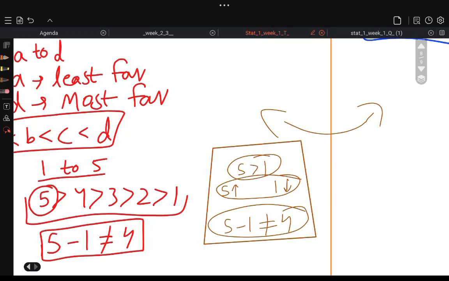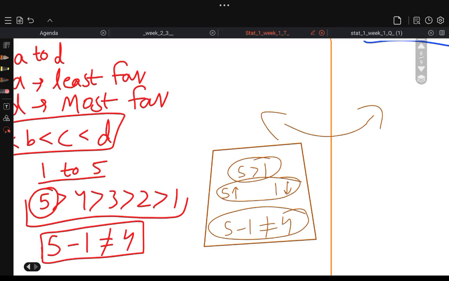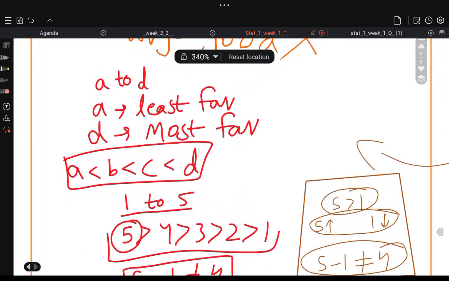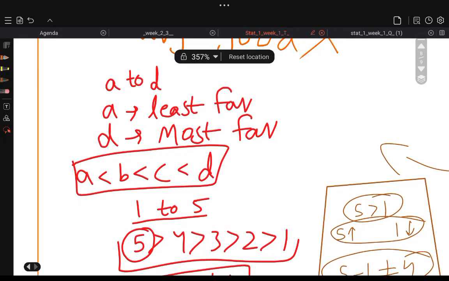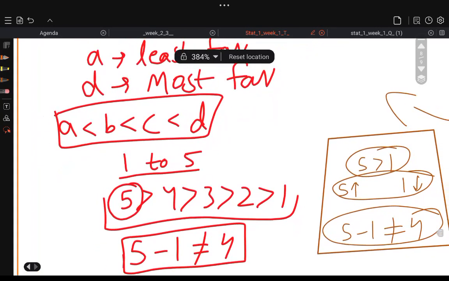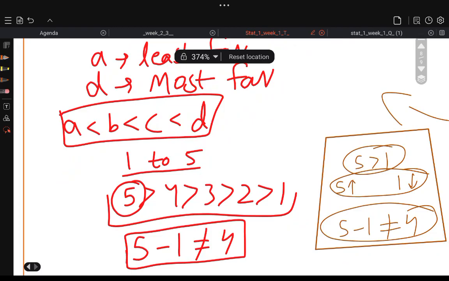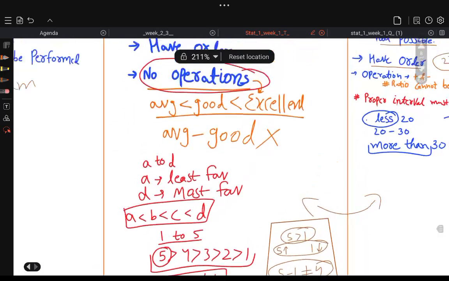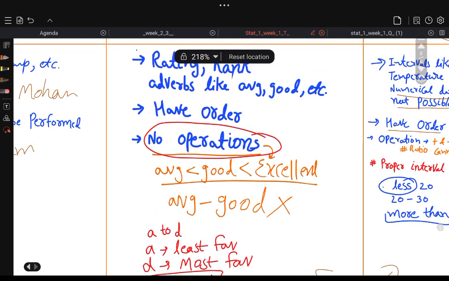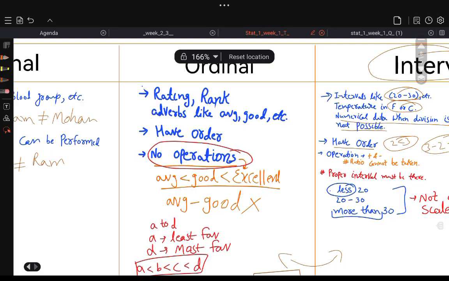So it is not nominal data, but it is also not numerical data. So it comes under the ordinal category. Like if we rate the food from A to D, where A is the least favorite and D is the most favorite, we can say A is less than B is less than C. So it has an order, but we cannot say that A minus C will be B. It will be false, right? Same for numbers also. It has an order, like 5 is greater than 4, but we cannot subtract 5 minus 4, as it is a categorical one. So it has an order, but no operations can be performed, and it is basically used in rating and rank purposes.